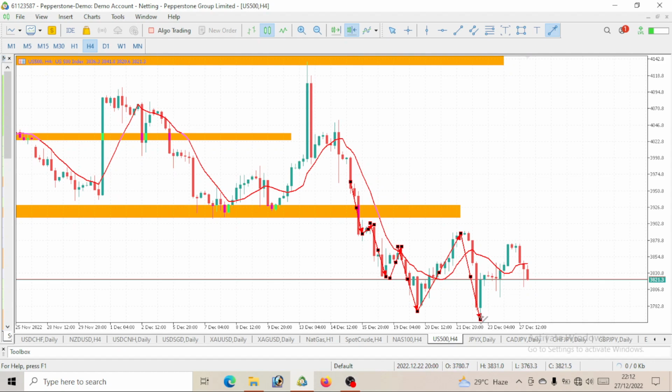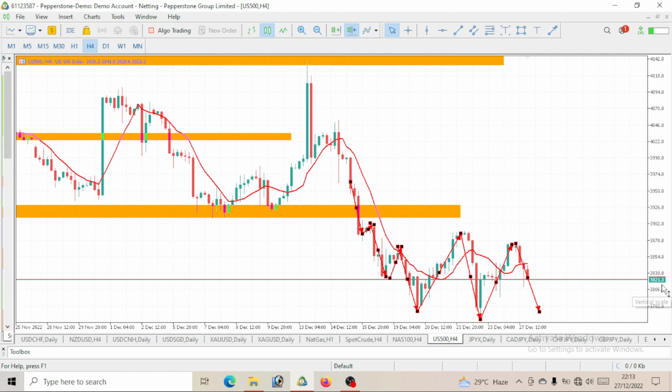And take a look at this again. A pullback was made. This pullback failed to break this previous lower high. If not, we would have said, okay, maybe price wants to change direction, but price did not give us such movement. Price came to this same level. Now we are getting a new drop. So that is to tell you that for S&P 500 for the next day, we expect another bearish move.